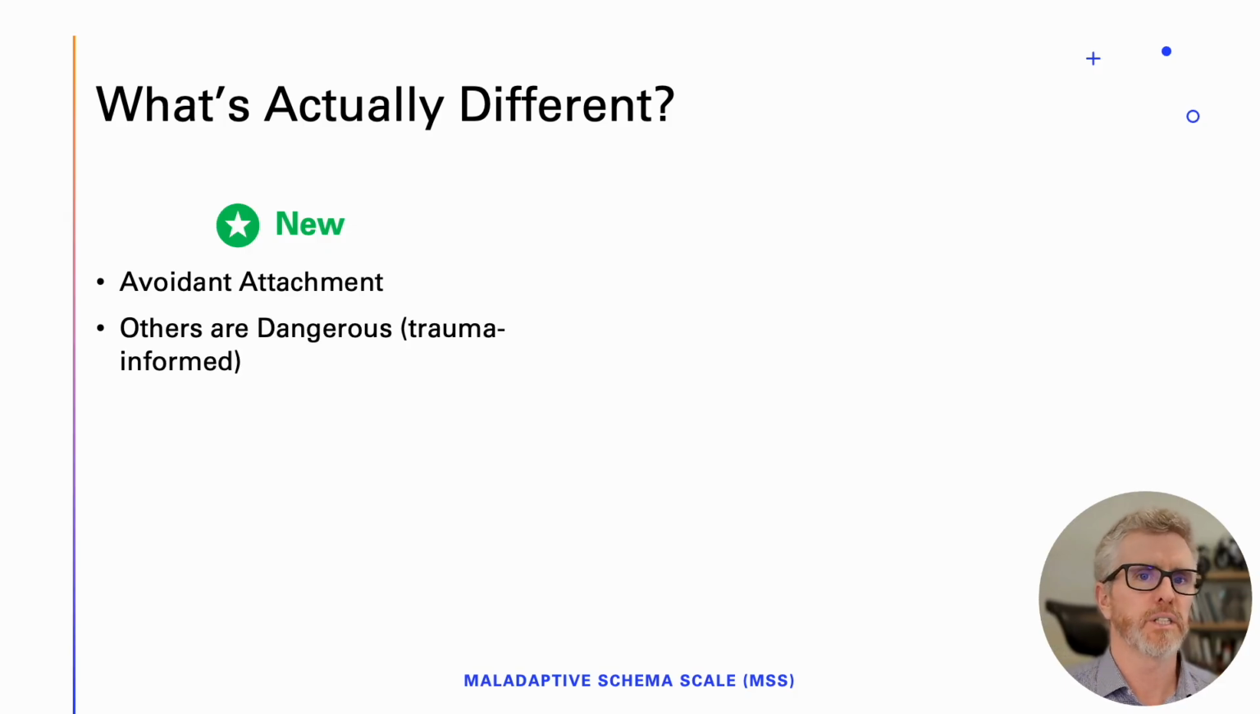Others are dangerous, genuinely trauma-informed. Musil's systematic review showed that expecting malevolence clusters differently from simple mistrust. The research is clear. Emotional abuse creates mistrust, but physical or sexual abuse creates expectations of intentional harm. Different trauma types require different therapeutic approaches, and we validated this separation empirically.